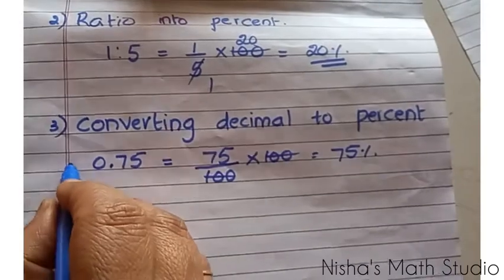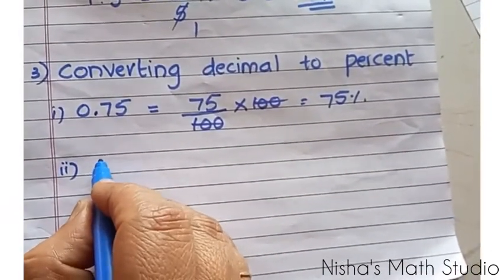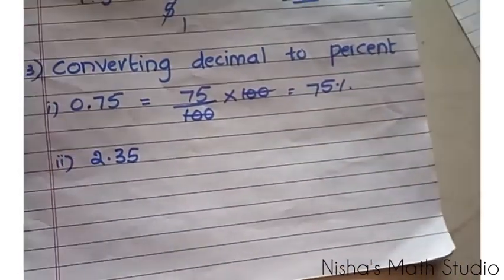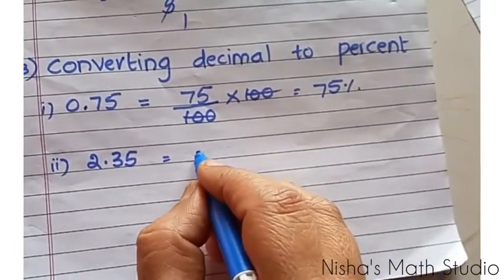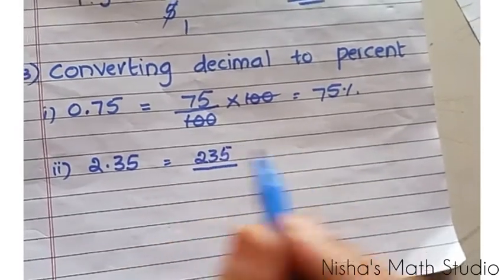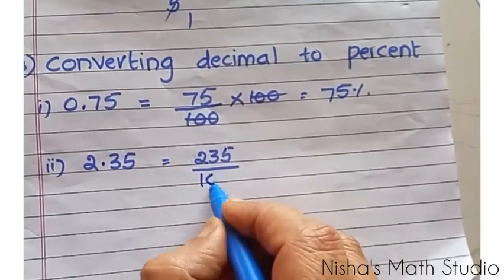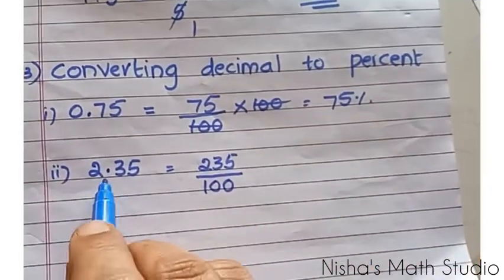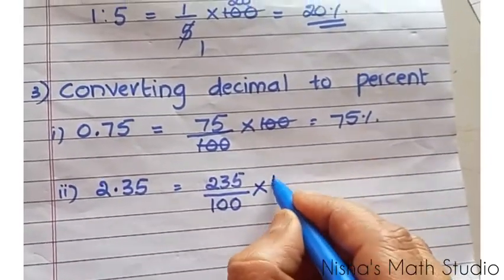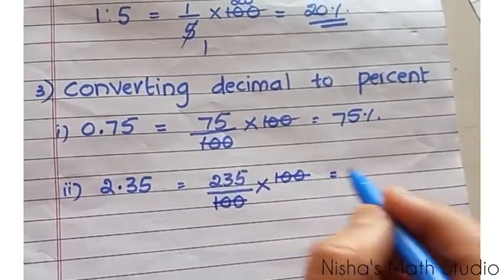Shall we take one more example? 2.35. Let me take 2.35. Now, how do we write this as a fraction? 235 divided by, after the decimal point again here also you have two places, so 1 should be followed by two zeros. So this you converted into a fraction. How do we convert a fraction into percent? Simply multiply it with 100. The 100 gets cancelled. What is left?